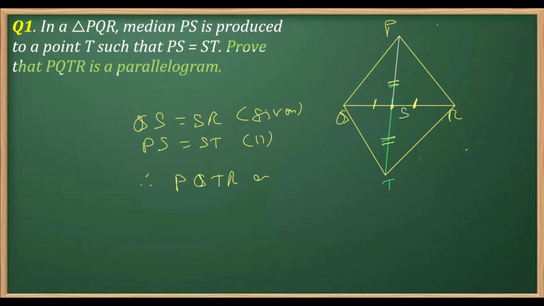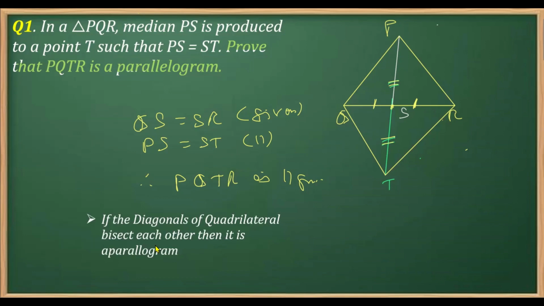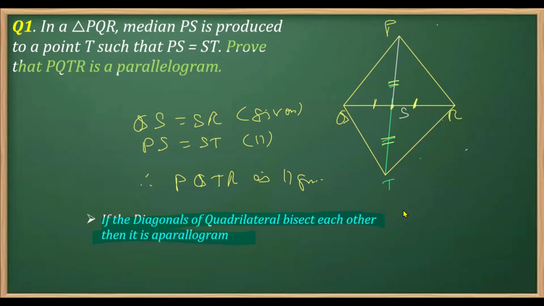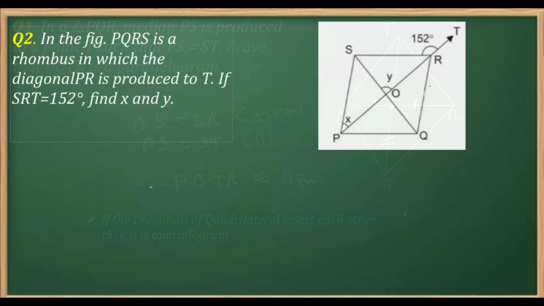PQTR is a parallelogram. And the reason here is what? The reason is that if the diagonals of a quadrilateral bisect each other, then we say it's a parallelogram. I repeat, if you prove that the diagonals of a quadrilateral bisect each other, then it is a parallelogram. That's how we'll do the first one. Let's move to the next.